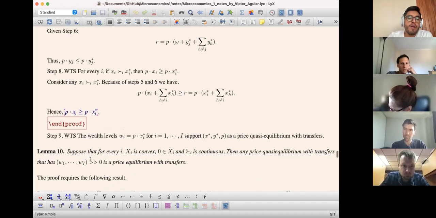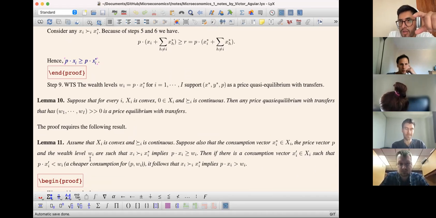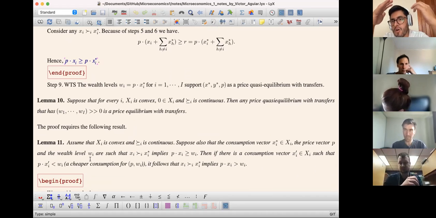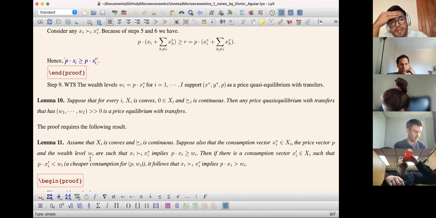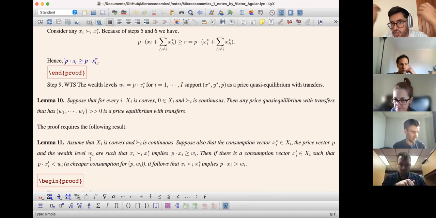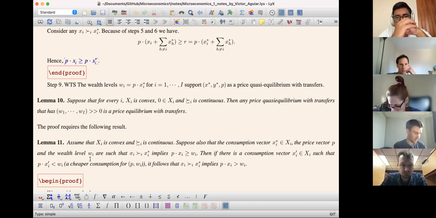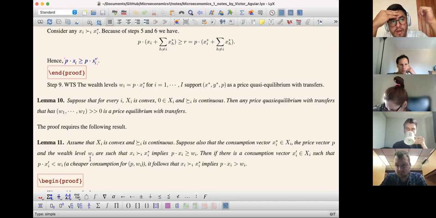No, okay. So step 9 is we want to show the wealth levels. Remember that we can collect all money from the economy and then redistribute it in gold coins. So the wealth levels wi are just constructed by multiplying the price that I generated times the consumption bundle xi star. And now I support the x star, y star, p as a price quasi-equilibrium with transfers, okay?